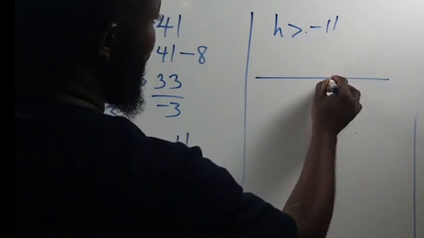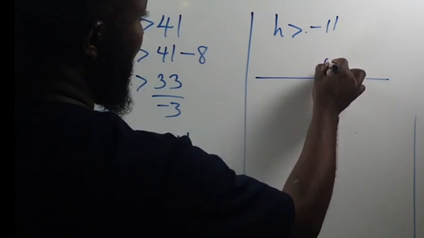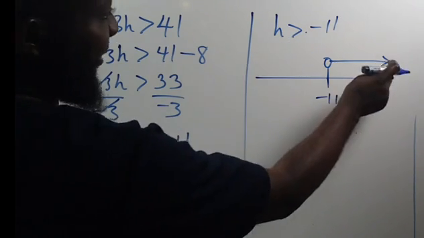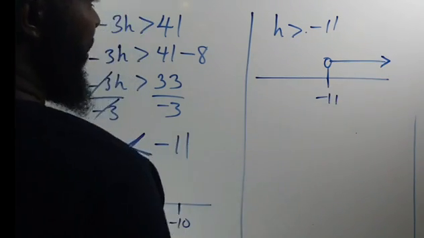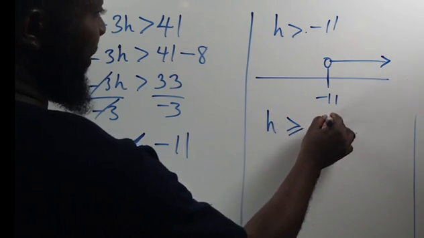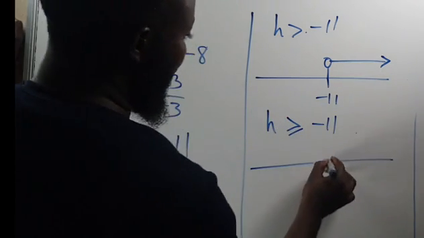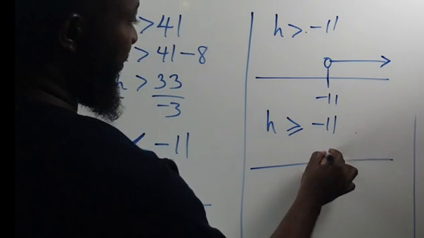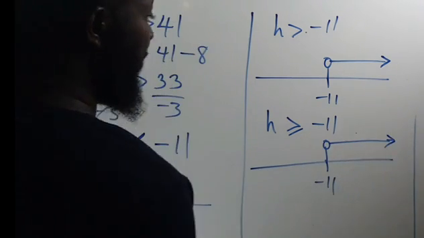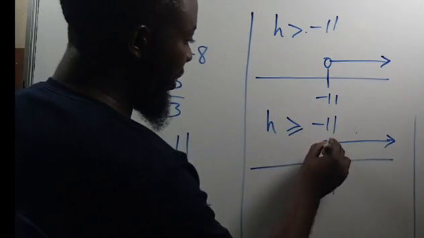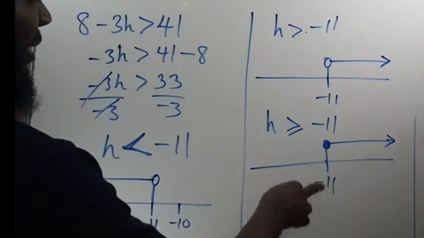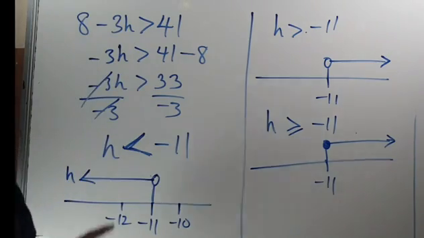If we now have another case, let's say h greater than minus 11, what will happen is this. The same thing, so minus 11 here. Then the line goes to this side, because the arrow is pointing to the right. And for another question, h greater than or equal to minus 11, we're saying that h is also equal to minus 11. Because there is an equals to here, we are going to shade this circle. That's the difference between these two and the other one.